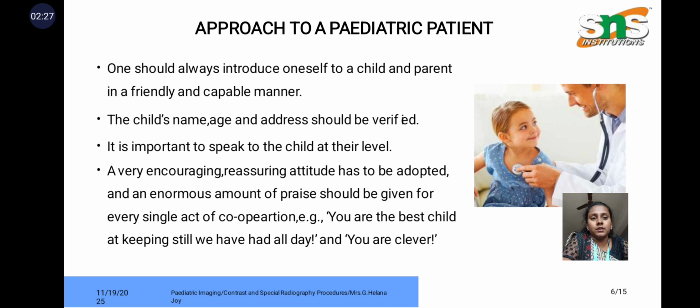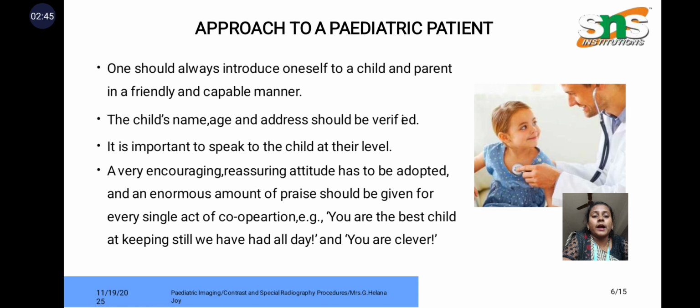As a radiographer, there are some ways to approach a pediatric patient to get better diagnostic images. First of all, we have to introduce ourselves to the child and the parent in a friendly and capable manner. The child's name, age and address should be verified correctly before starting the examination.